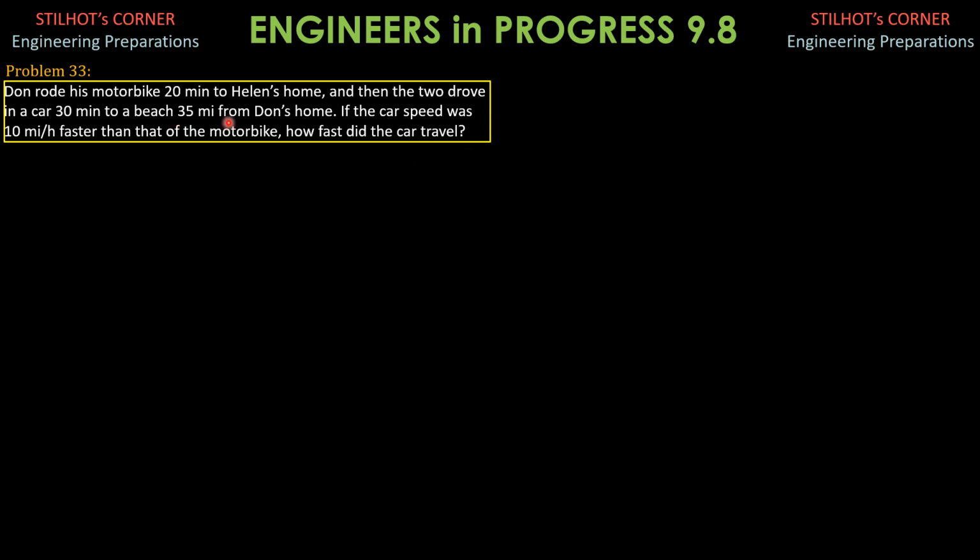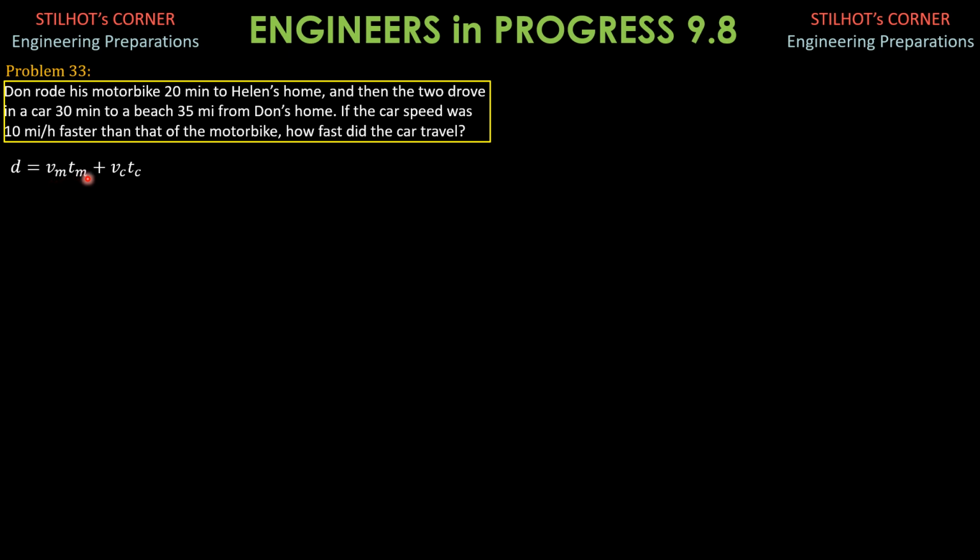So the total distance traveled is 35 miles, and it consists of the distance covered for Dawn to ride his motorbike in 20 minutes, plus another 30 minutes ride from Helen's house to the beach. So distance equals speed of the motorbike times travel time of the motorbike plus the speed when the two rode the car times the travel time for the car.